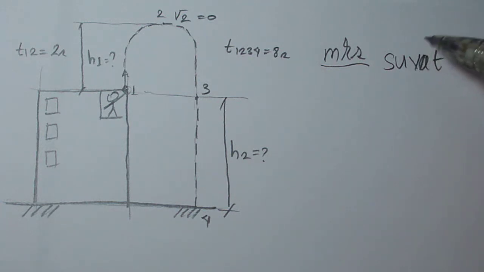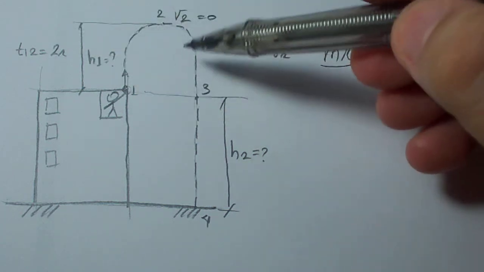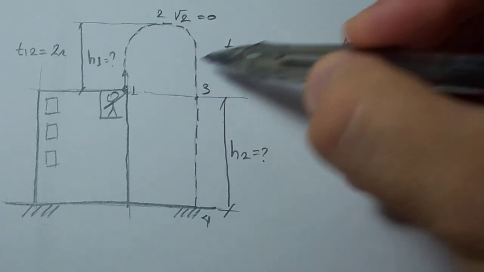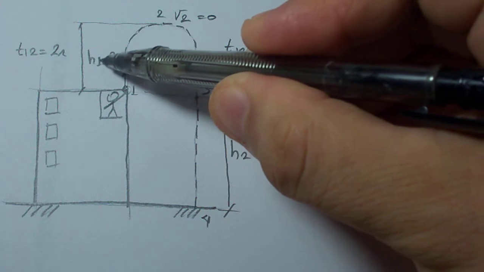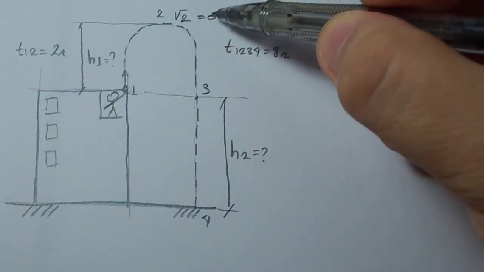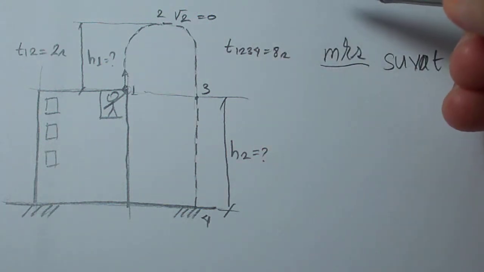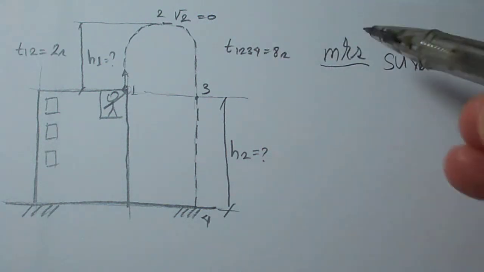So you check the quantities. Time is in second, it's okay. Well, most likely the H1 and the H2, they'll be in meters. Velocity will be in meter per second, and acceleration will be meters per second squared.